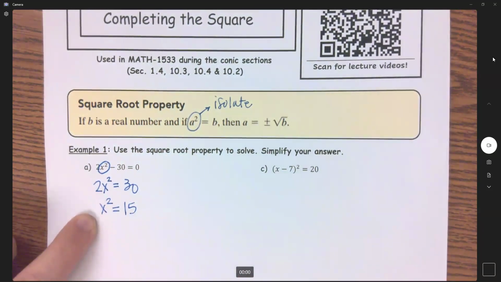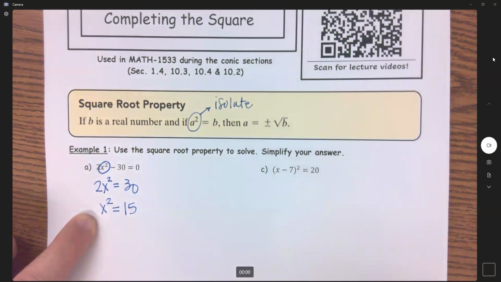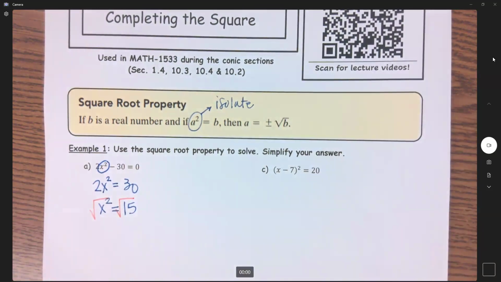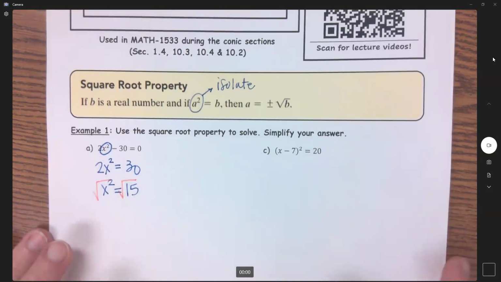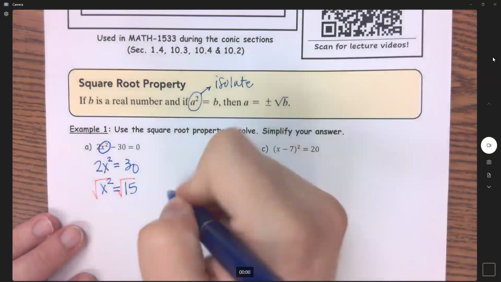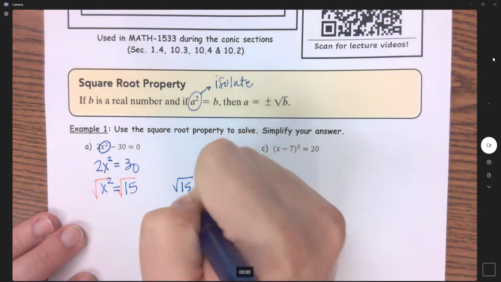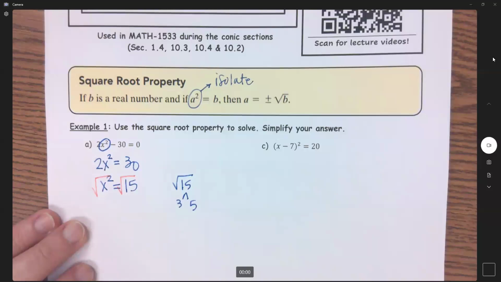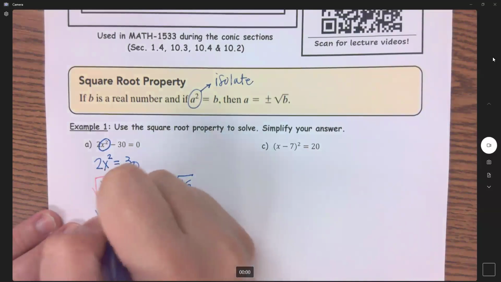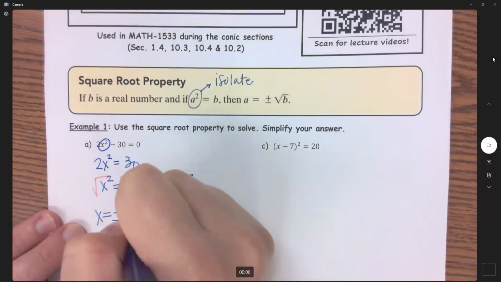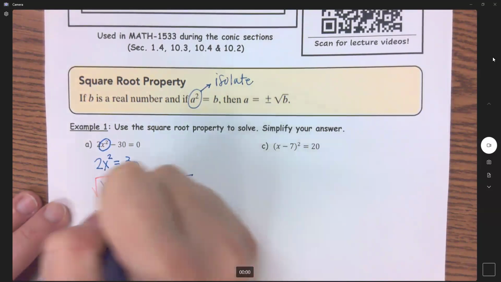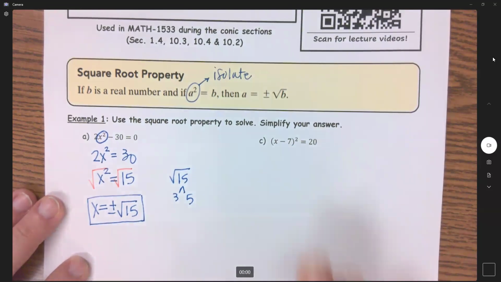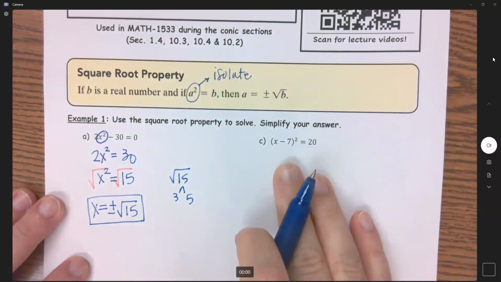So now that I have x squared by itself, the opposite of squaring x is to take the square root. Now, if I could simplify the square root of 15, I would want to, but the square root of 15 is only 3 times 5, so I don't have a pair of anything that comes out. So my answer here would be x equals plus or minus the square root of 15.